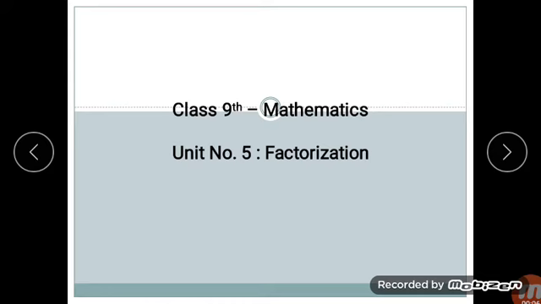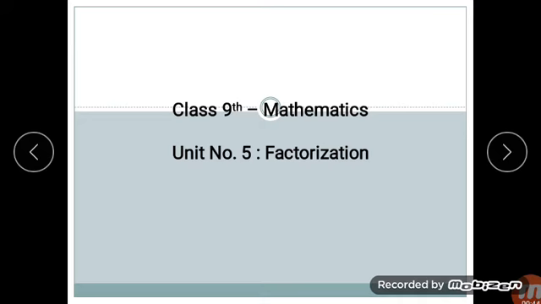We have to continue with Unit 5, Factorization. Factorization plays a significant role in mathematics as it helps to reduce complicated expressions into simpler expressions. So here we can say that factorization is the process of converting complicated expressions into simpler expressions. Or in other words, factorization is the process of writing an expression or a number in its product form. For instance, the factorized form of 6 is 2 multiplied by 3.